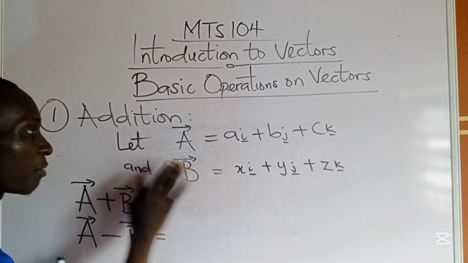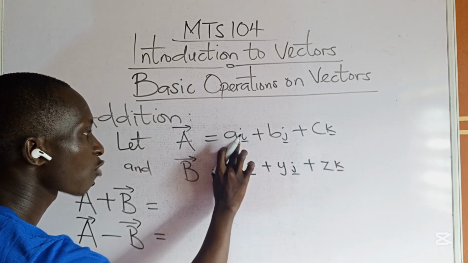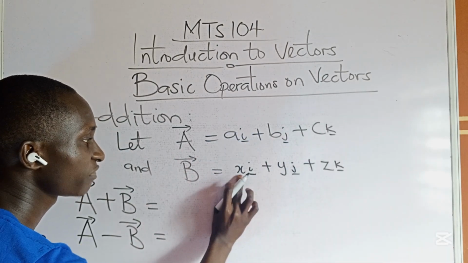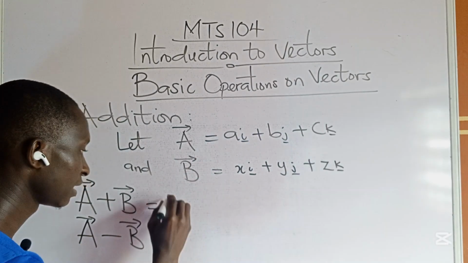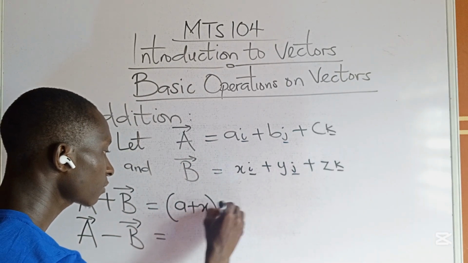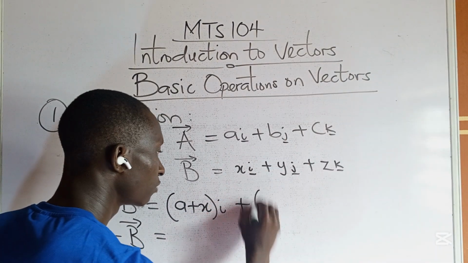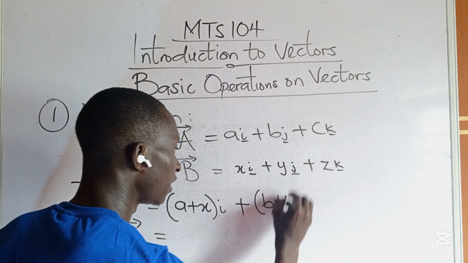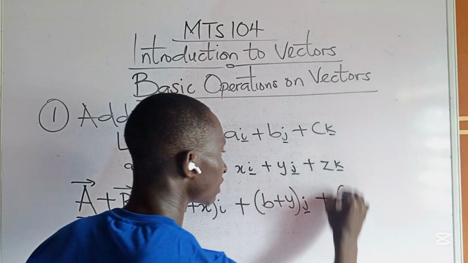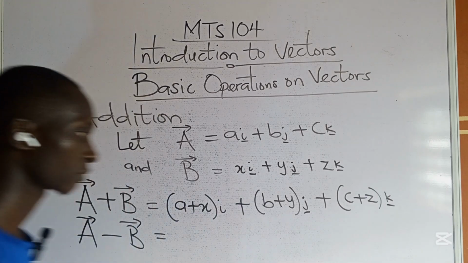That implies that for me to add vector A and vector B, this is the coefficient of i in A, this is the coefficient of i in B. That makes a the coefficient. I add up their coefficients, a plus x, then I move to j, which is b plus y. That's for j, plus that's c plus z. That is for the component k.